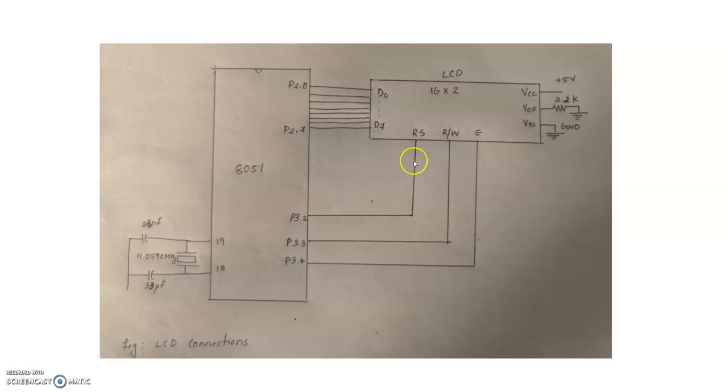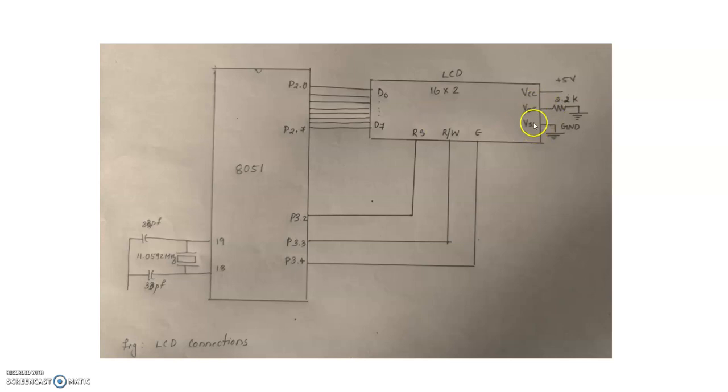This is the circuit diagram where a 16x2 LCD is connected to the 8051 microcontroller, to port 2 of the 8051 microcontroller, and the control signals are connected: RS is connected to P3.2, the read bar write signal is connected to P3.3, and the enable signal is connected to P3.4. So this is the circuit diagram.